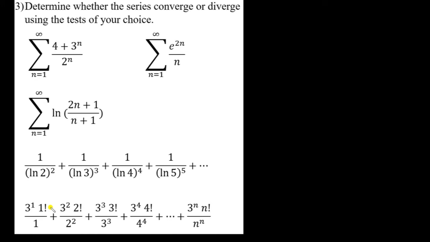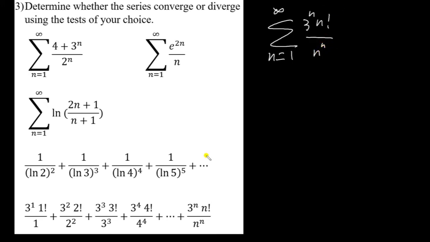Before we start solving, let's examine the series first. We have 3 to the 1 times 1 factorial over 1, 3 to the 2 times 2 factorial over 2 to the 2, 3 to the 3 times 3 factorial over 3 to the 3, and so on, so on, so on. They even gave us the general form, 3 to the n times n factorial over n to the n. That's a lot of n's. So let me write that down. We have the sum from n equals 1 to infinity of 3 to the n times n factorial over n to the n.